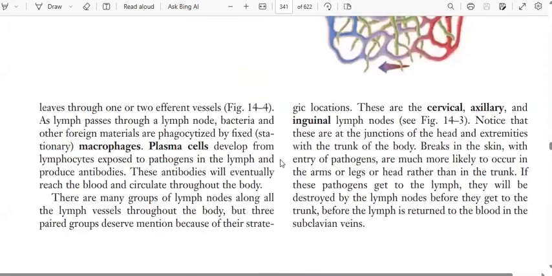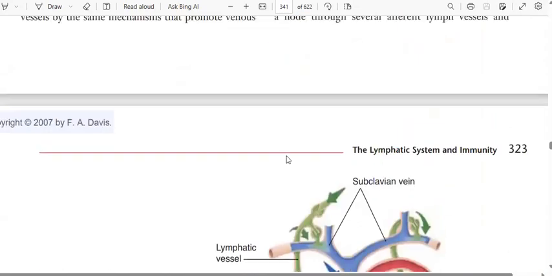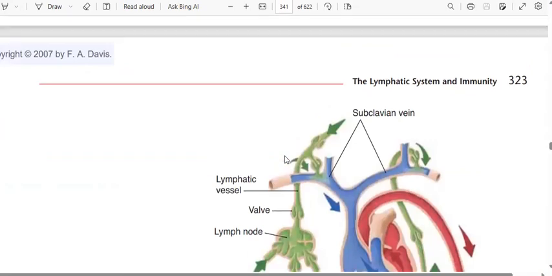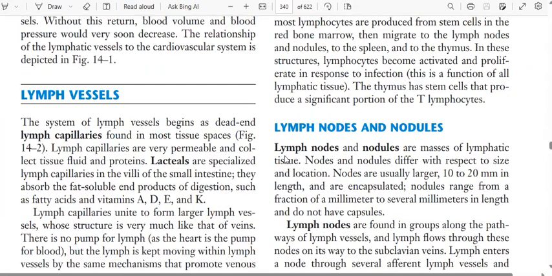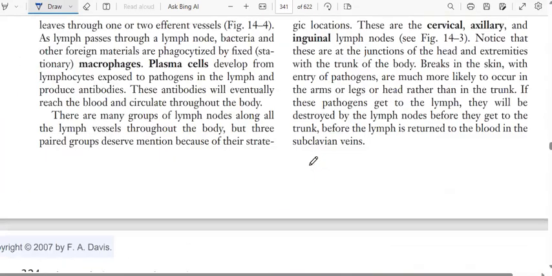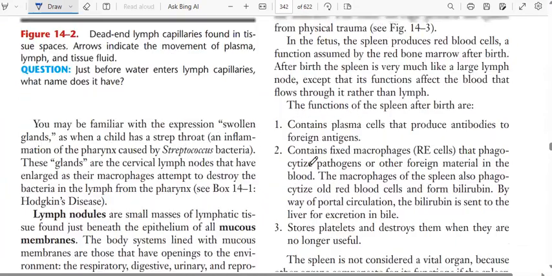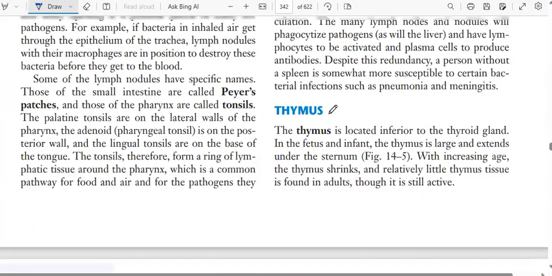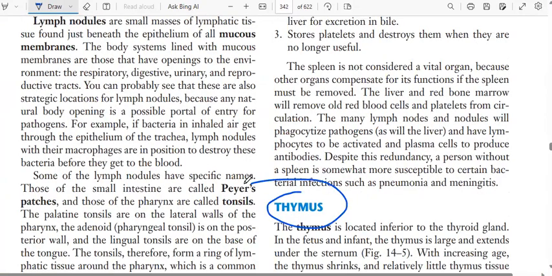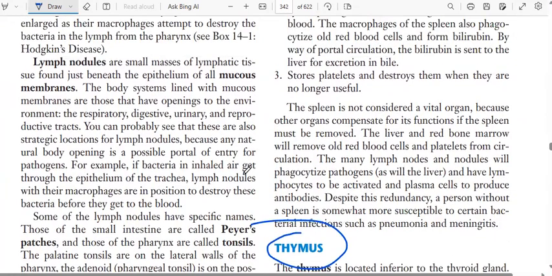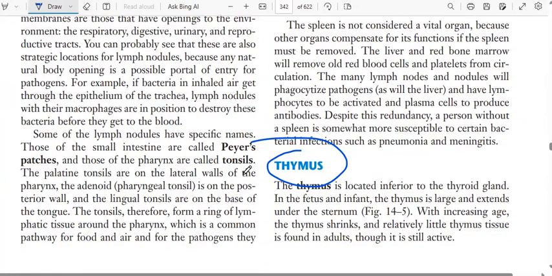Yesterday we began the topic of lymphatic system immunity. The basics of lymph, lymph vessels, and what lymph nodes and lymph nodules are were discussed yesterday. Today we will discuss lymphatic tissue, that is the spleen as well as the thymus. And we already discussed the difference between lymph nodules and lymph nodes.